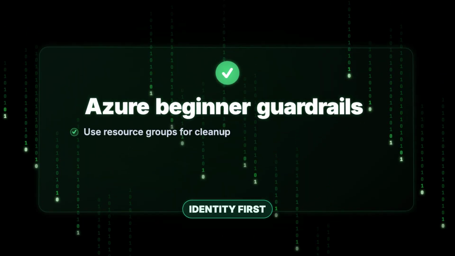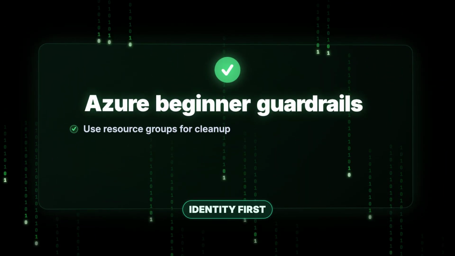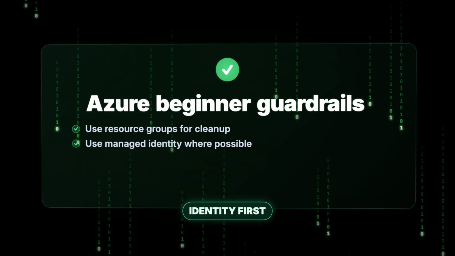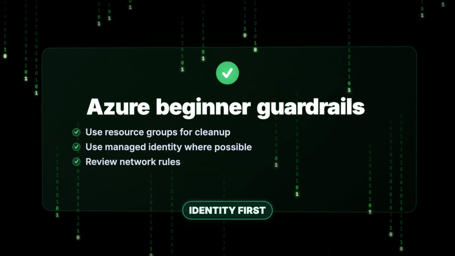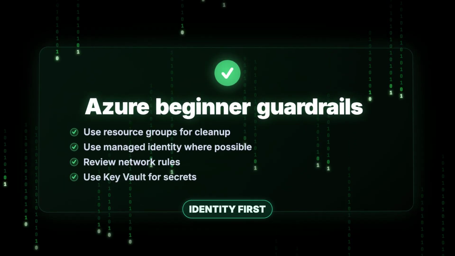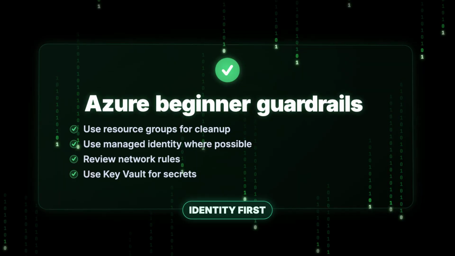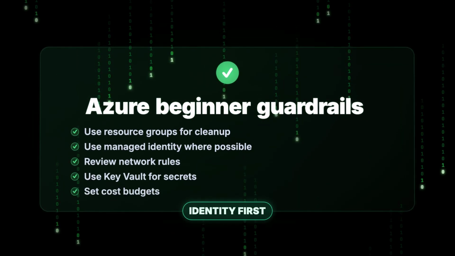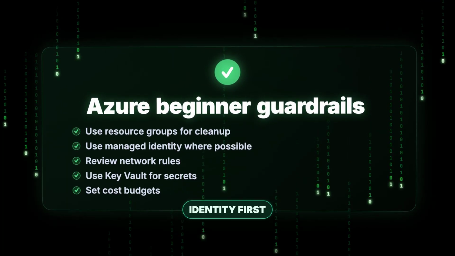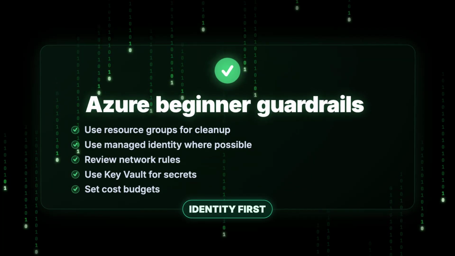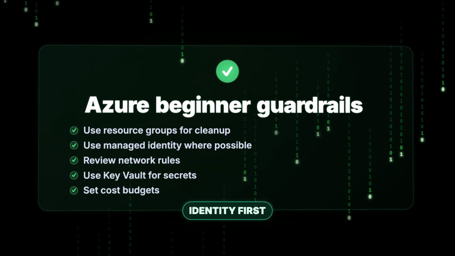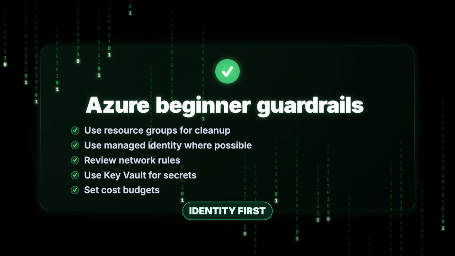Azure is especially friendly when you use resource groups to keep an application together. That makes cleanup and cost review easier. Use managed identity where supported so a service can prove who it is without storing a secret. Put sensitive values in Key Vault. Review inbound network rules carefully. Finally, create budgets and alerts. The provider can make deployment easier, but no provider can infer the security policy you intended.